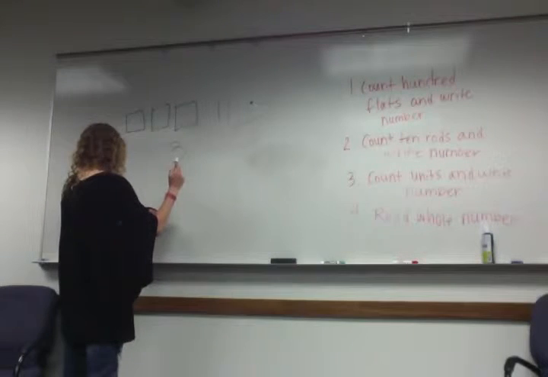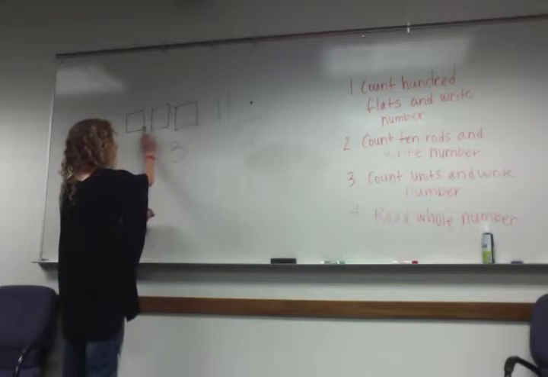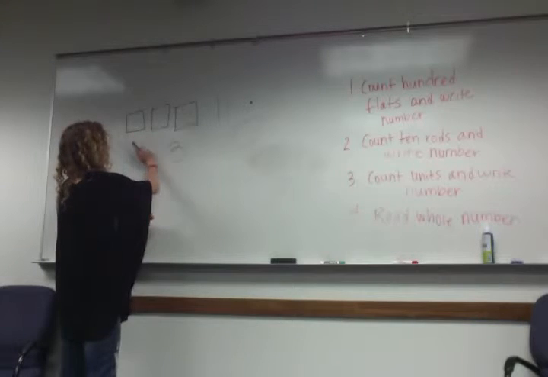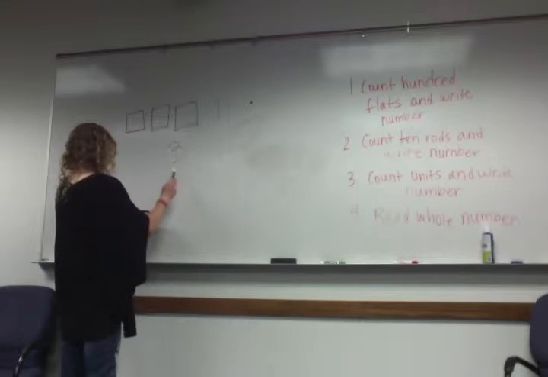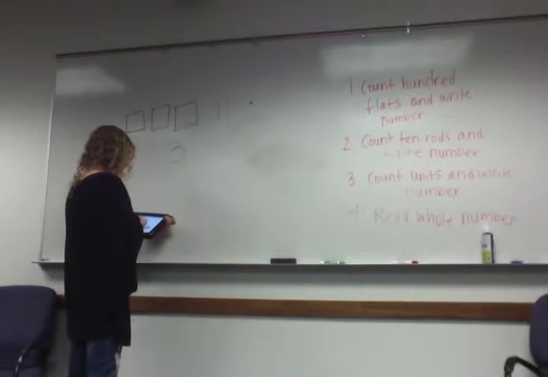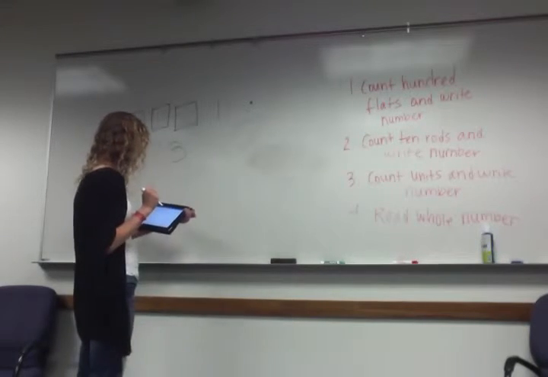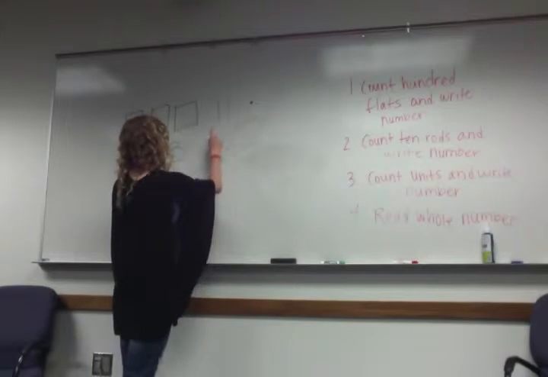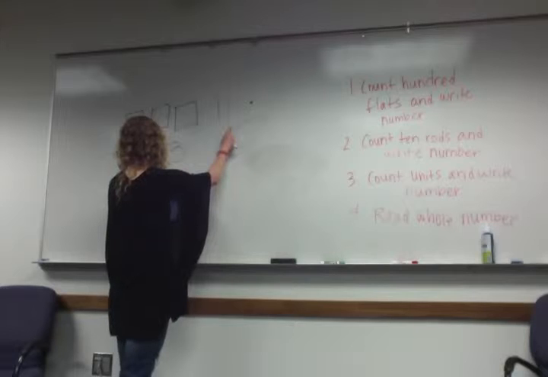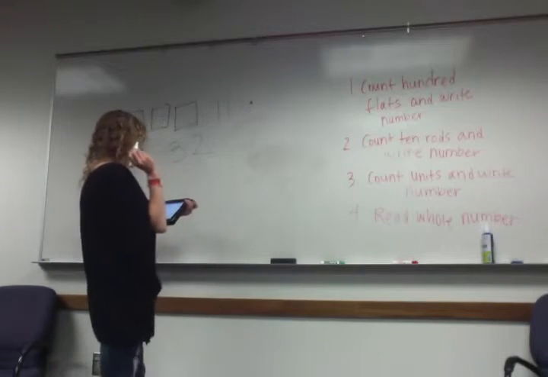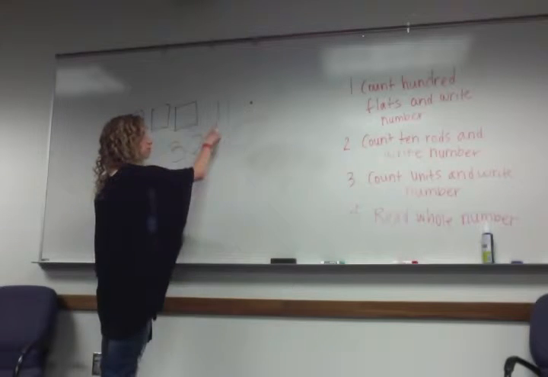Now, how many units are in one flat? 100. Perfect. And because we have 3 flats, this number means 300. Remember that? Okay. Step 2 is count the 10 rods and write the number. So I count the number of rods there are, 1, 2, and write down 2 next to the 3. Now you count the 10 rods. 1, 2. Perfect.